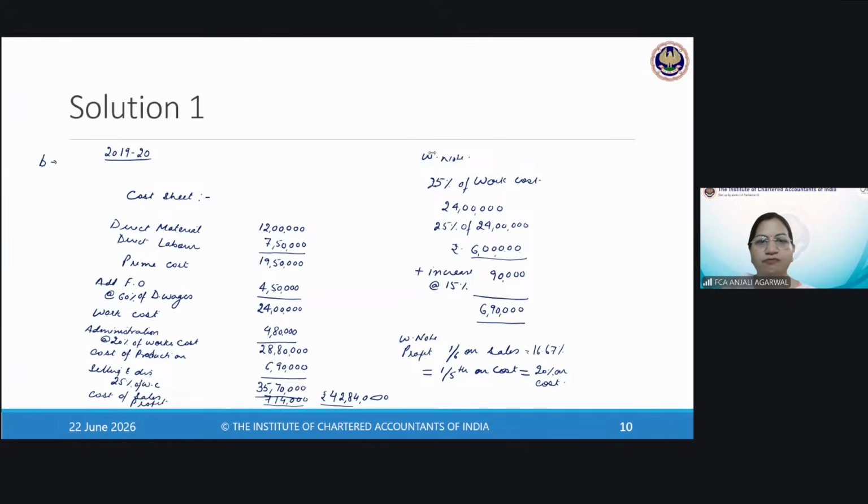I didn't get the 5 by 6 of sales. Okay, 5 by 6 of sales is 35 lakh. Yeah, that's okay. Any questions or is it clear? This will come just below this only, not separately, okay? Cost of sales is 35 lakh 70,000 plus profit 7 lakh 14,000. Therefore, total sales is 42 lakh 84,000.